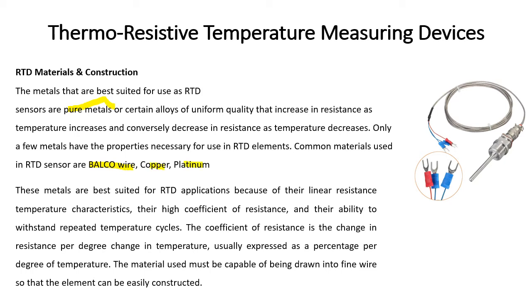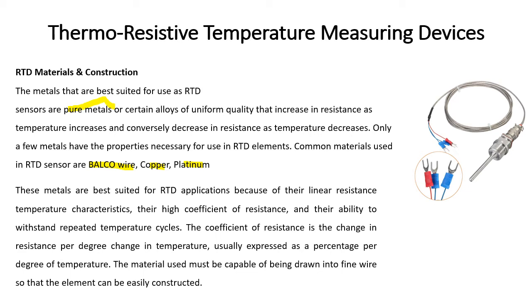These metals are best suited for RTD application because of their linear resistance temperature characteristic, as I explained in the last slide, their high coefficient of resistance, and their ability to withstand repeated temperature cycles. The coefficient of resistance is the change in resistance per degree change in temperature, which is dR by dT, usually expressed as a percentage per degree of temperature. The material used must be capable of being drawn into fine wires so that the element can be easily constructed.